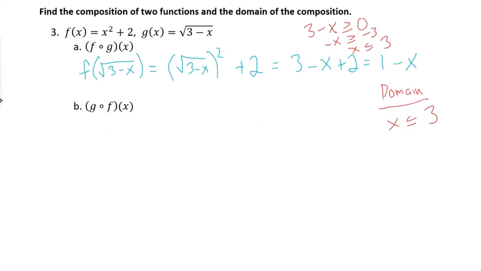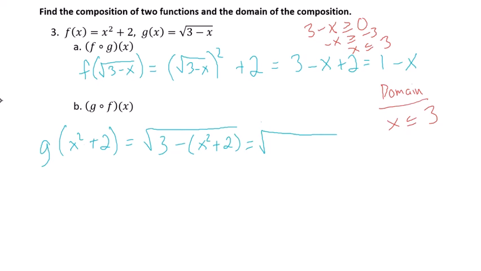All right, let's start on this next one. So we have g of f of x, which is x squared plus 2, which is going to give us 3 minus x squared plus 2, which will be a negative x squared, and 3 minus 2 would give you a plus 1.